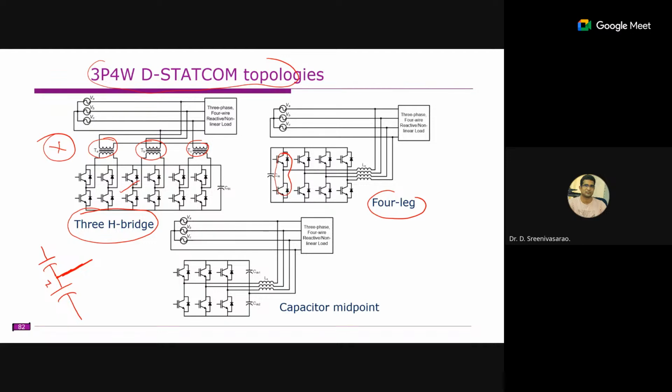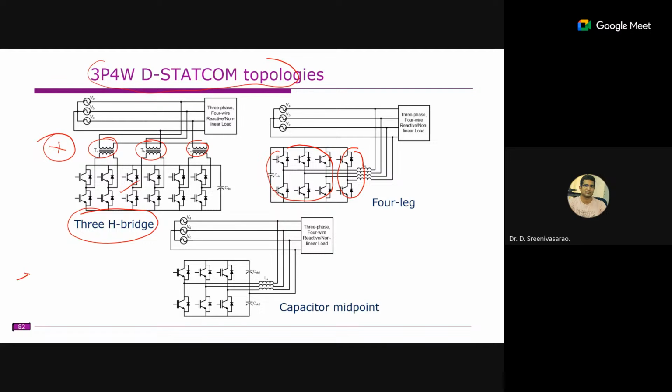So one is the four-leg topology and another one is the capacitor midpoint topology. In case of four-leg topology, the control is simple. So these three will be controlled separately, right? This one is connected to neutral. So these three are connected separately. This is the neutral leg, so this neutral leg is controlled separately. The control for this one is simple. You know, right? We need to inject the neutral current in the reverse direction.